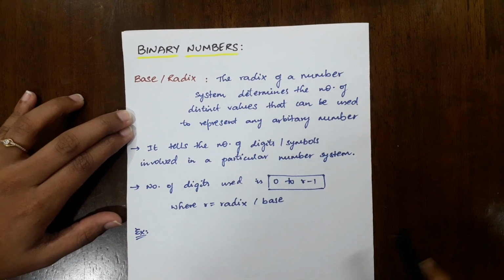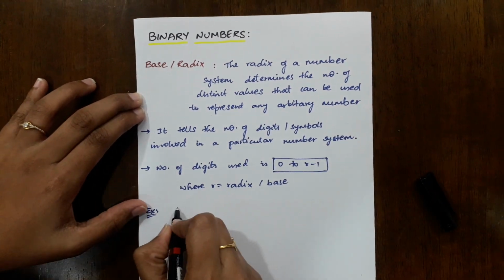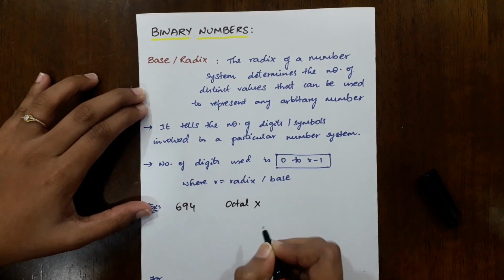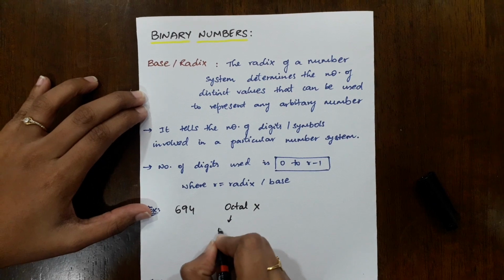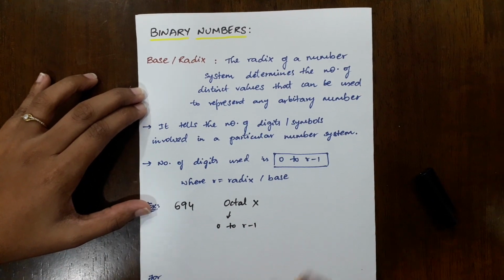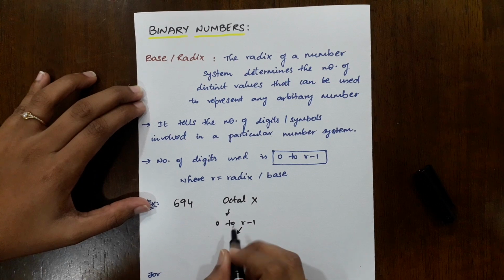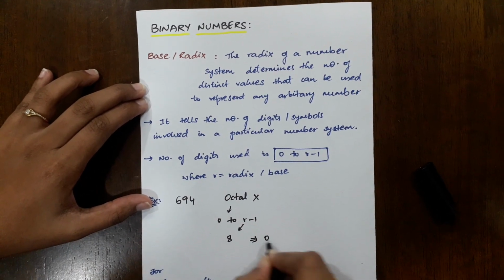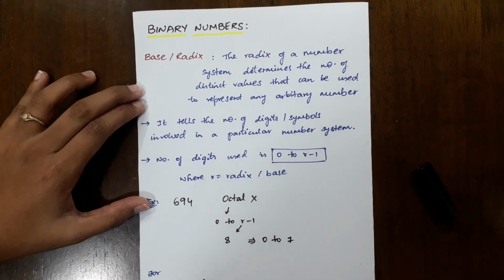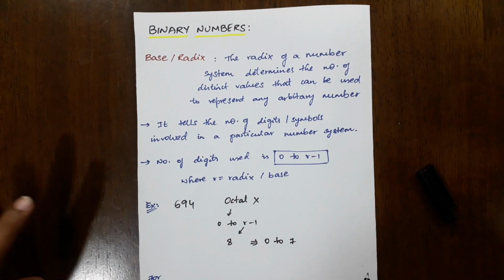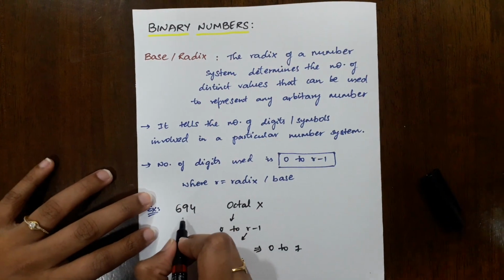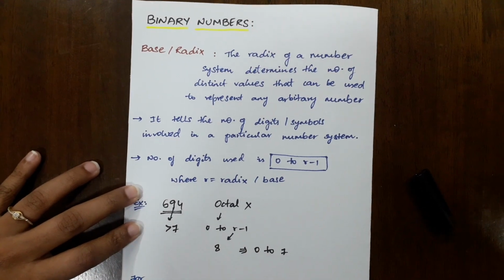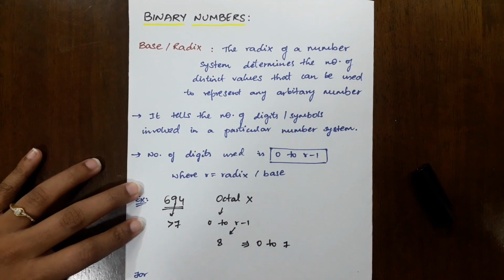You might be wondering why I'm telling all this. Fine, let's take an example. Consider the number 694. Now this cannot be an octal number. The reason is that an octal number uses only the digits 0 to r minus 1, and here r is 8 for octal. So the octal number system uses only the digits 0 to 7, that is 0, 1, 2, 3, 4, 5, 6 and 7. Now coming to the number 694, here 9, which is greater than 7, is present in the given number. So this one does not come under an octal number.